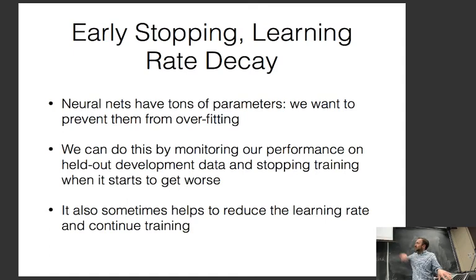Another thing that sometimes helps is when you start getting worse, you reduce the learning rate and continue training. This is also very, very common. So once your development accuracy starts to get worse, you cut the learning rate in half and then continue training from there. And smaller learning rates are harder to overfit because they tend to not be pulled in the direction of individual examples quite as much. So this is also very effective.